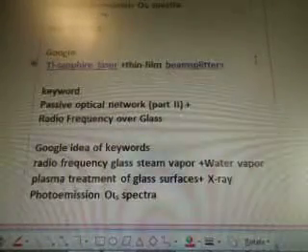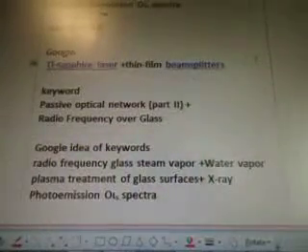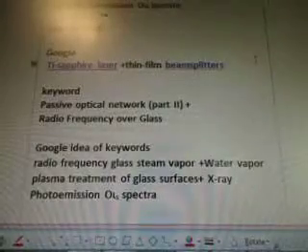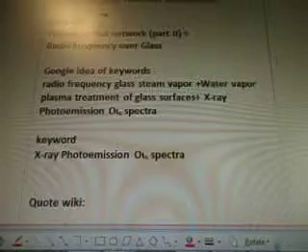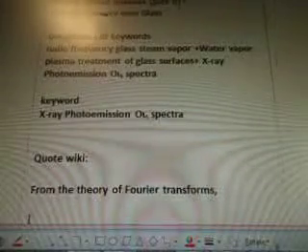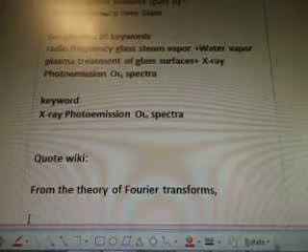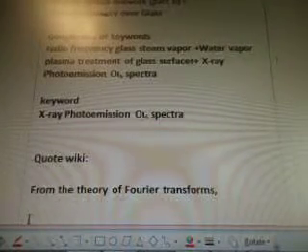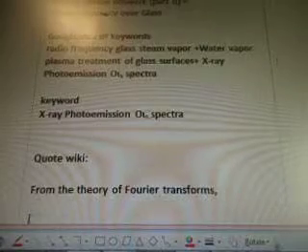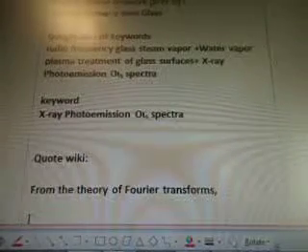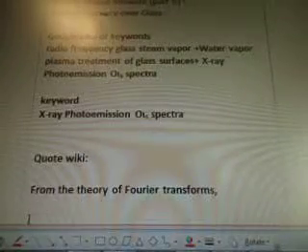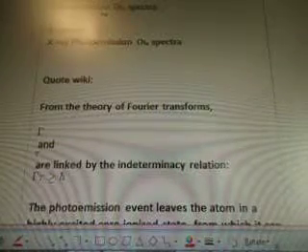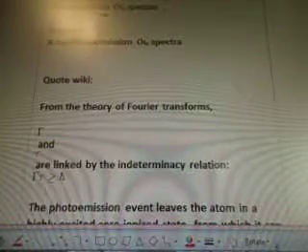So X-ray photoemission spectra came from Googling Ti-sapphire laser and thin film beam splitters, then passive optical network, then radio frequency over glass. I added the words steam and vapor to see if the two would go together, because I use obsidian glass in the core of the UFO spaceship, so I want to know what we could do with this radio frequency glass. So then we have water vapor plasma treatment of glass surfaces. Then we have X-ray photoemission Ois spectra, which all ties in with the communication signal as well as powering this UFO spaceship thing that we can build.